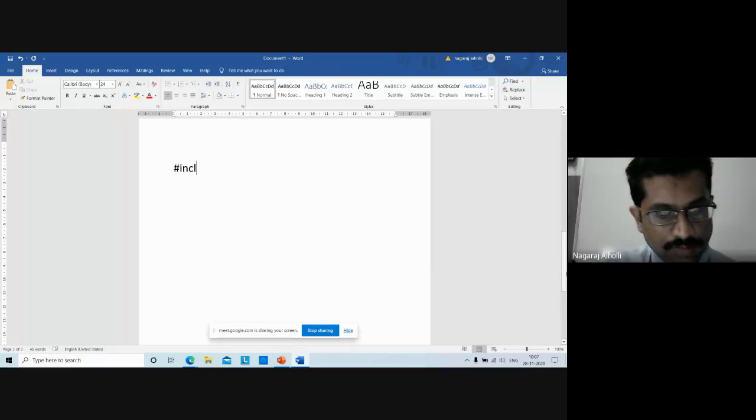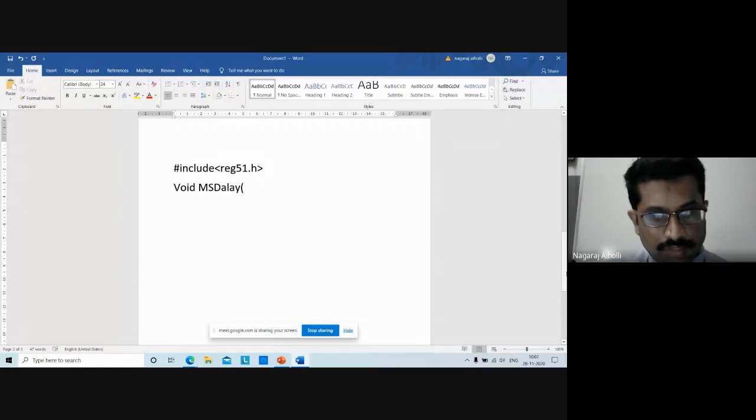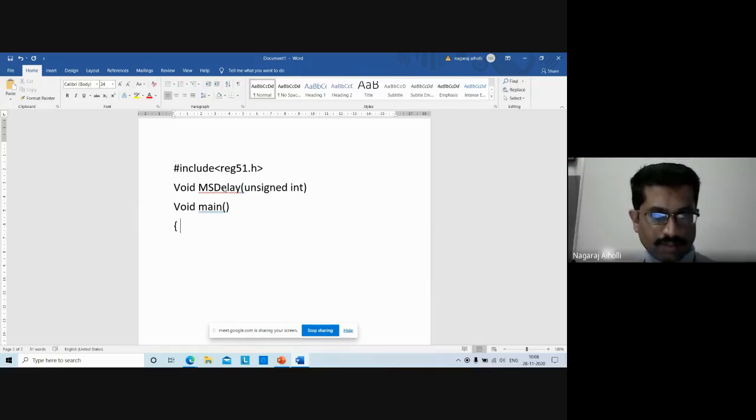#include reg51.h. Then we'll write the delay function, void MSDelay, with an unsigned int value. We are passing the value from the main function to the sub function, therefore we have to write it as unsigned int. Then void main. We are not passing any value, so make it empty.